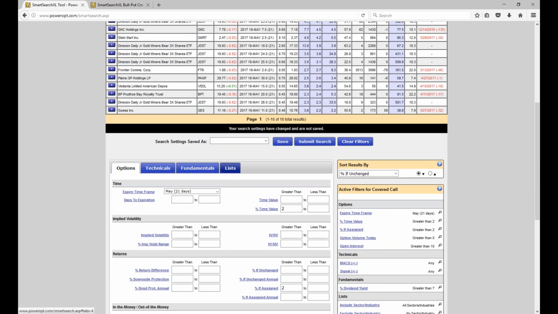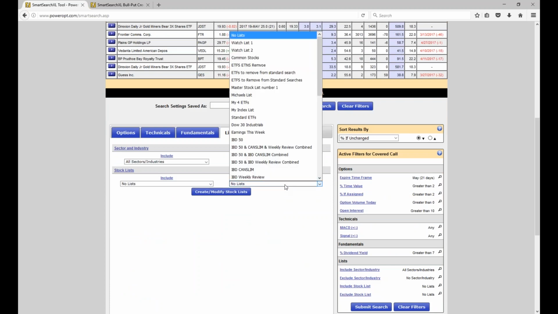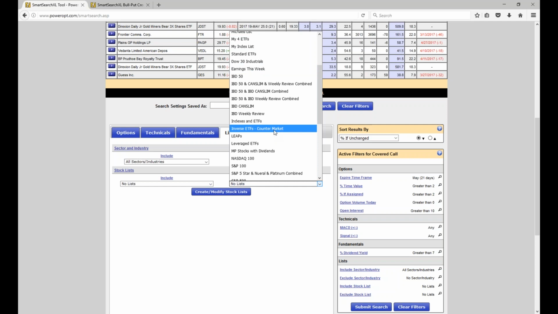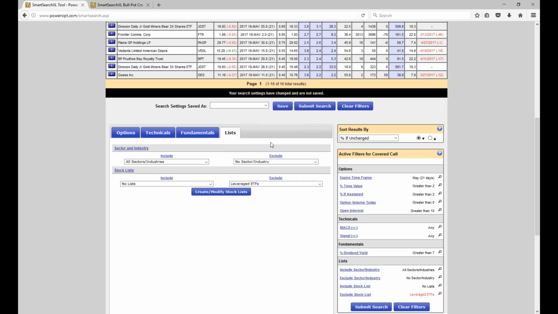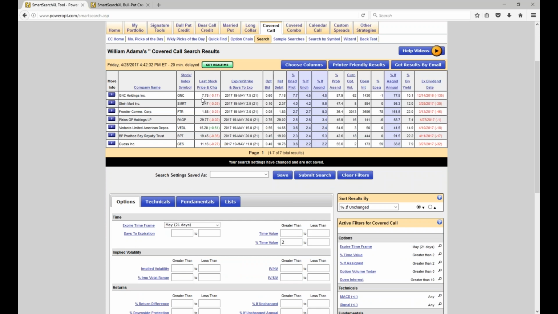I don't do them. So let me go to the lists, and I'm going to exclude now inverse ETFs. Now I'm going with the leveraged ETFs. I want all the 2 and 3 times ETFs out of there. So let me submit it again. Okay, I'm surprised. GNC Holdings, 7.78.